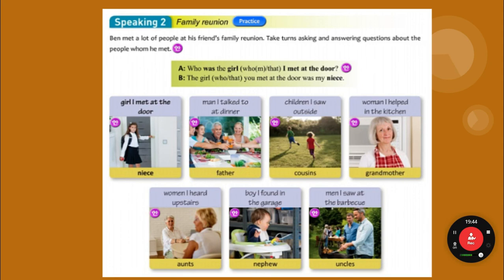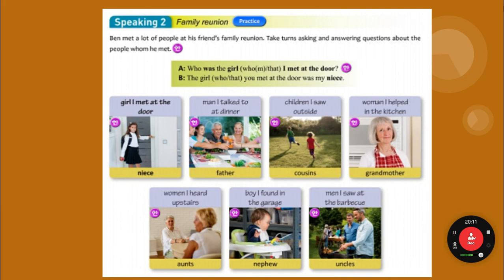Who was the man I talked to at dinner? Listen and repeat. Who was the man I talked to at dinner? The man who you talked to at dinner was my father. Who were the children I saw outside? The children that you saw outside were my cousins. Now, there's more than one cousin, so it's were, not was.